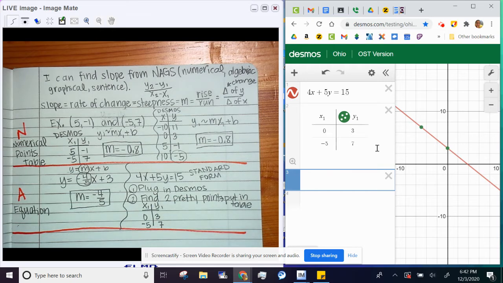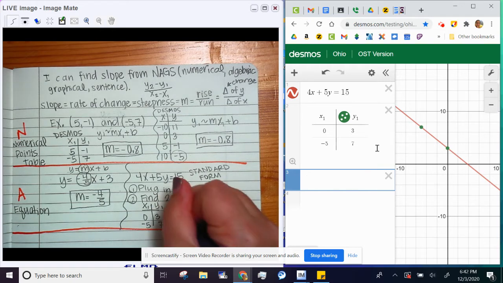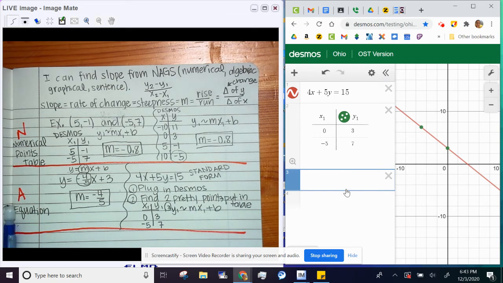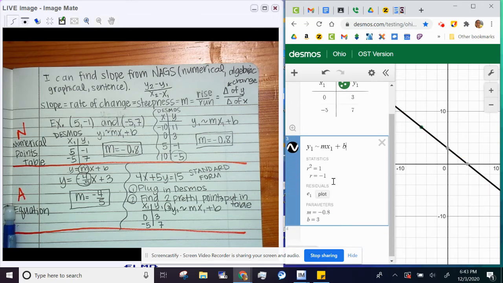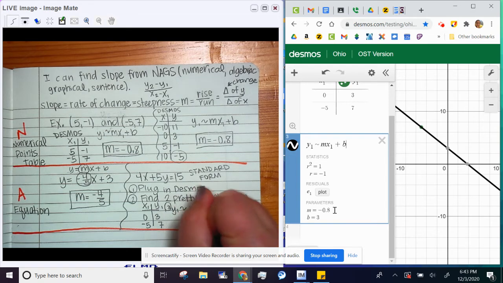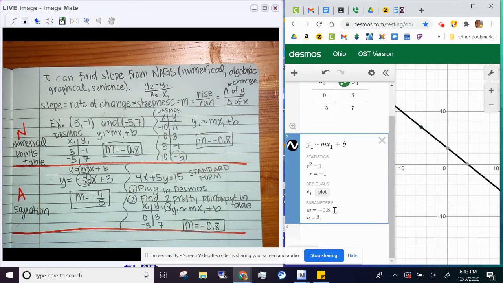And I bet you know the next step. Yep, we need to do the cheat code. So step 3 is my cheat code. y1 tilde mx1 plus b. Oh, and look at this. My m is -0.8. So once again, I plugged the equation in Desmos. I found 2 pretty points, and I plugged them in a table, and then I did my cheat code.